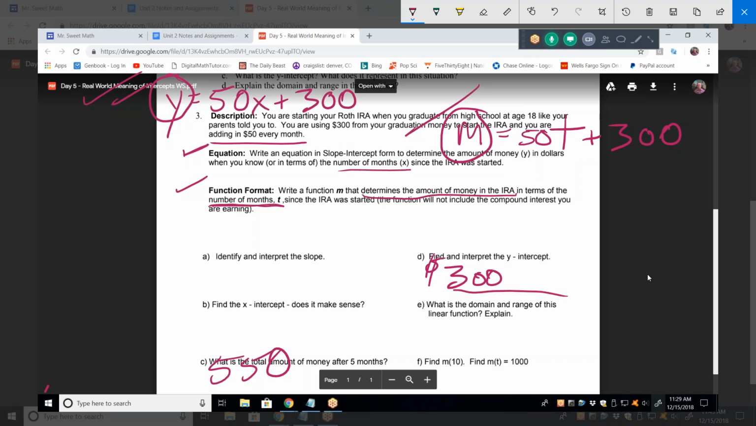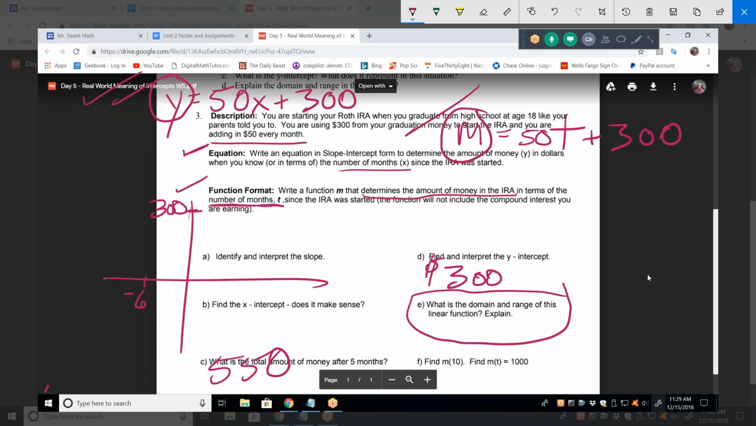Okay, again, they're going to ask the domain and range of this linear function. Now, a linear function means a straight line, okay? And we already know that the x-intercept is way out here at -6. We know the y-intercept is at 300. Well, the line has to cross the x-intercept. However, we know x can never be negative. So this really is not part of our domain.